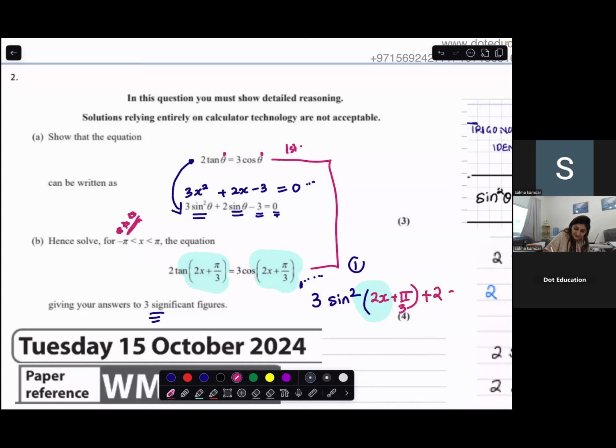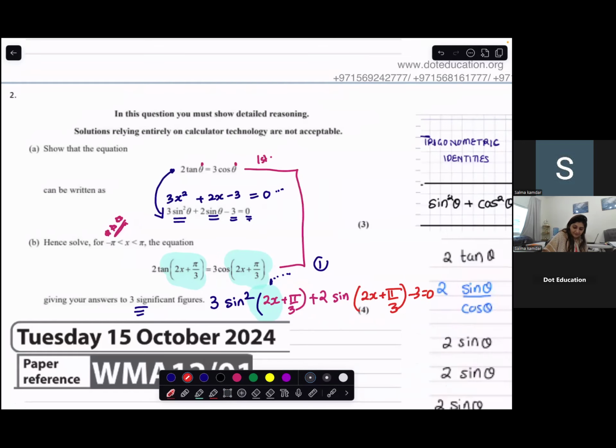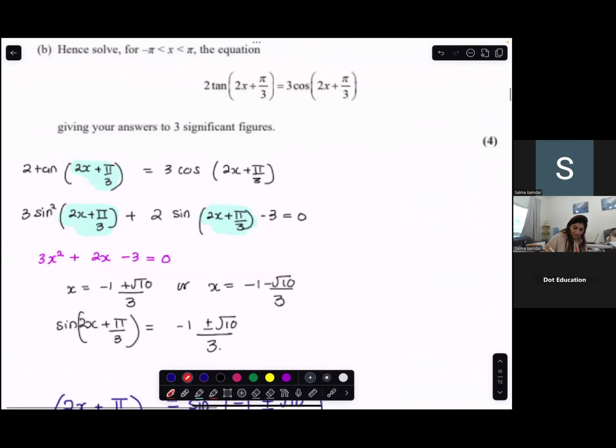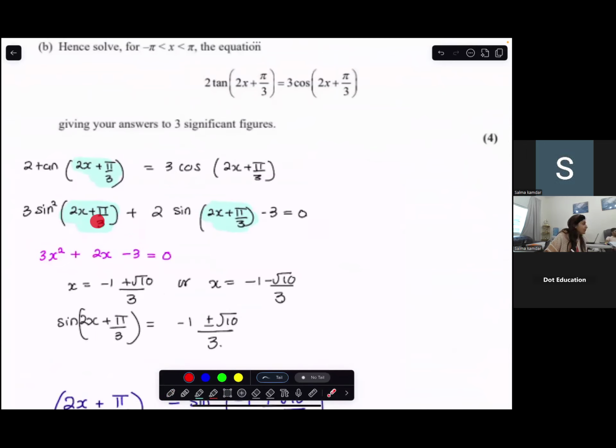plus 2 sine, again the new theta, 2x plus pi by 3 minus 3 is equal to 0. I hope you're with me. Okay. So I have written this exactly in this form and I can substitute this as x. I substitute this as x and I arrive at a quadratic equation for me. When I solve this quadratic equation, I can get the roots of x.